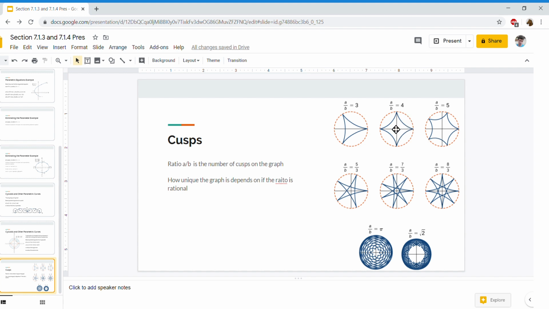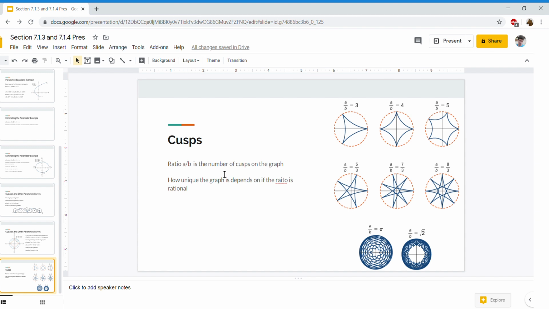Like this is the one that we had. The larger circle had a radius of 4 and the smaller one a radius of 1, so it had 4 cusps there. What should be noted is that the uniqueness of the graph of a hypocycloid oftentimes comes down to this ratio.